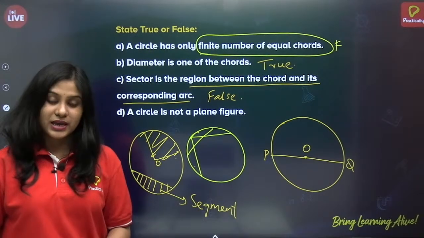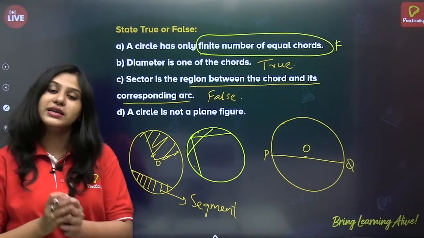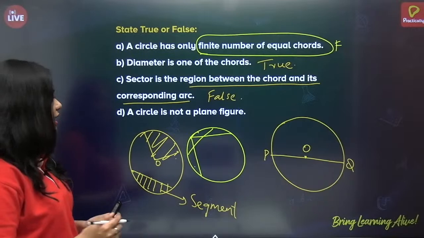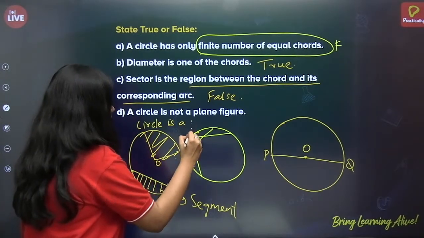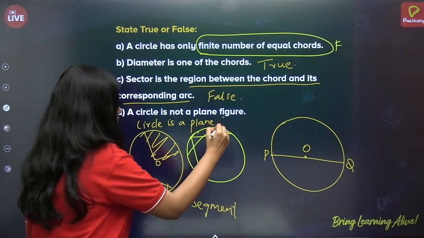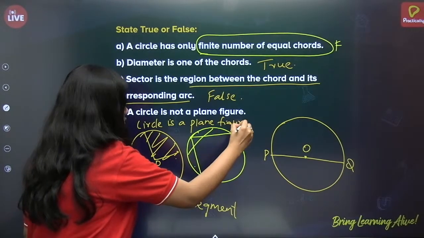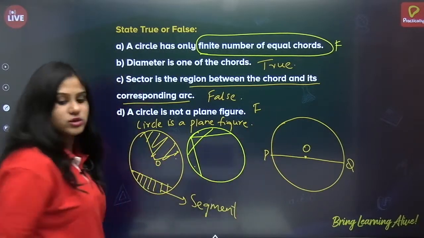Next, a circle is not a plane figure. Is circle a plane figure? Circle is a plane figure. Alright. So circle is a plane figure. So this statement is also false.